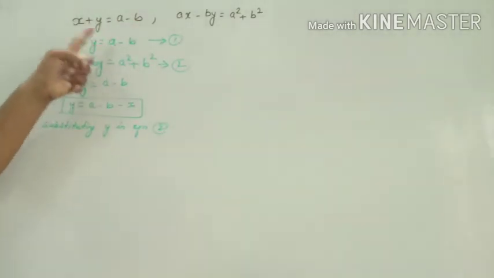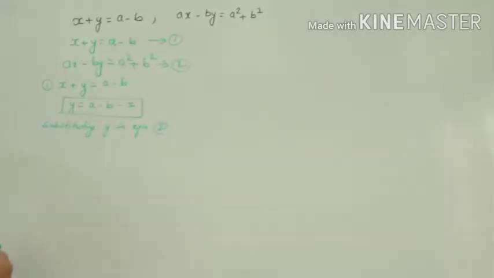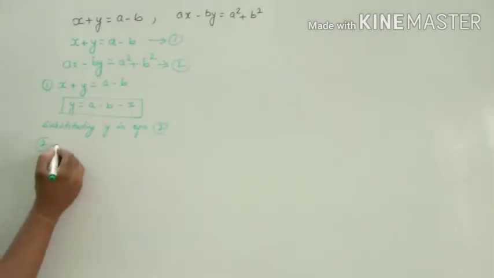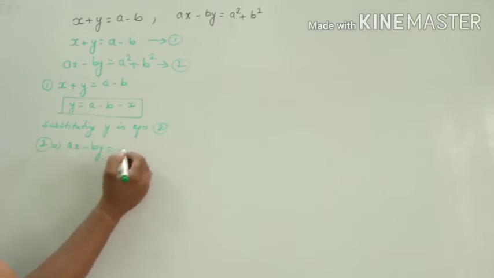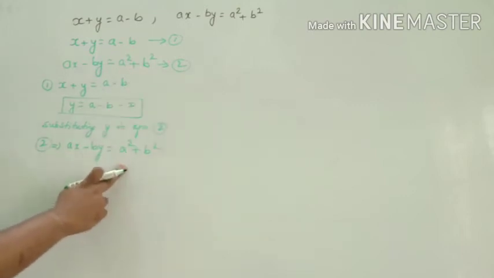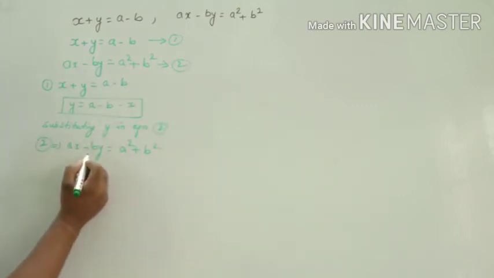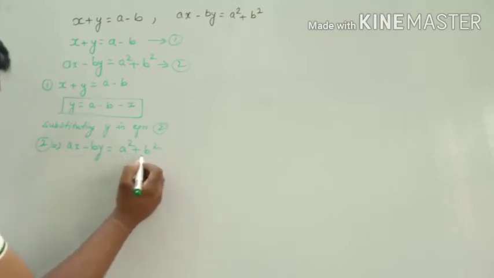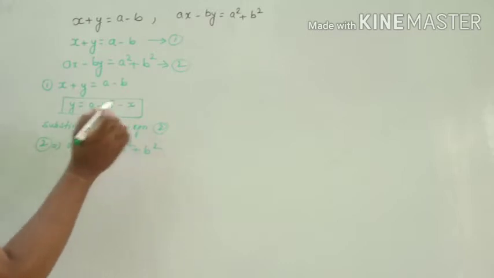So y is equal to a minus b minus x. Substituting this y in equation 2. Equation 2 is ax minus by equal to a square plus b square. I have taken the second equation, ax minus by is equal to a square plus b square. In the place of y, I will be putting this a minus b minus x.